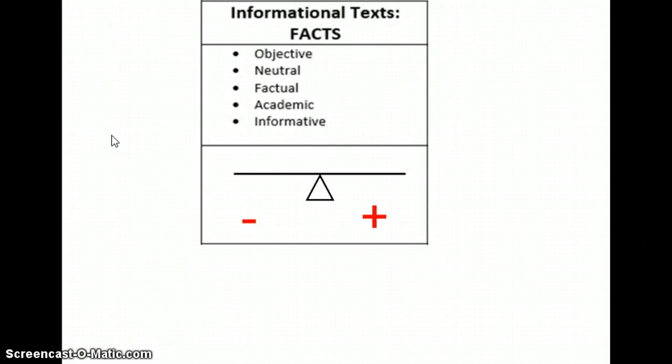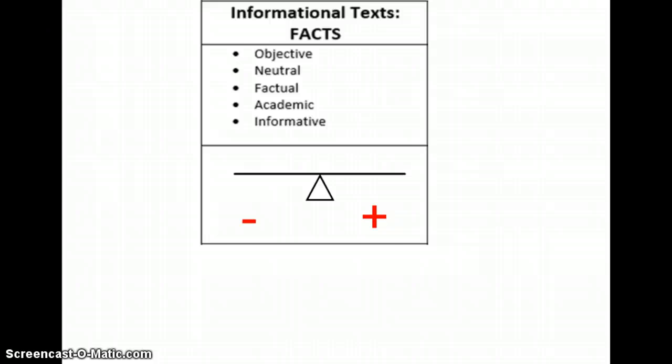Now, informational texts are defined by a tone full of facts. So some words we would use to describe that tone are objective, neutral, factual, academic, and informative. On your note sheet, you're going to see an empty square right here below all of those words. What I'd like you to do is draw this diagram that has two ends. It has a negative side and it has a positive side. And you'll see that the scale is even, right? So it's not leaning towards the negative side or the positive side because it is informational. It's not trying to lean one way or another.